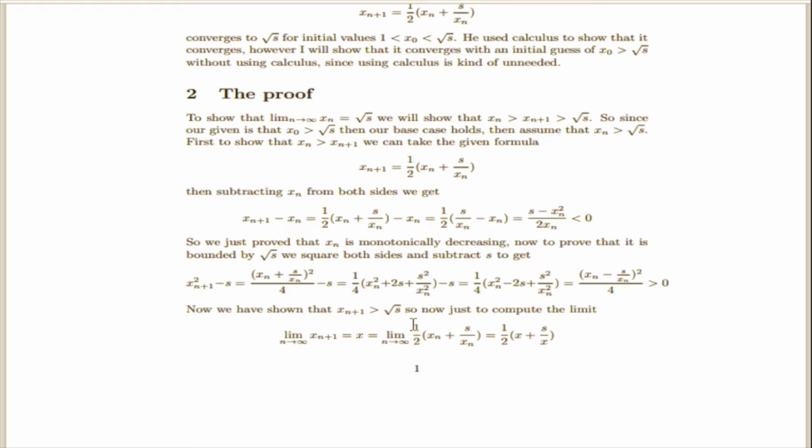So now just to compute the limit. The limit as n approaches infinity of x sub n plus 1 equals x, because it tends towards x, which means the limit as n approaches infinity of our recursion for x sub n plus 1 equals 1/2 times (x plus s over x).